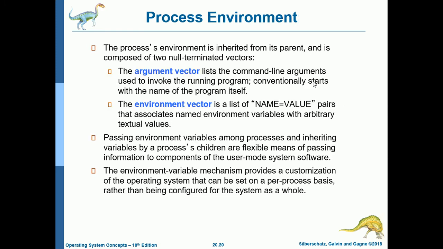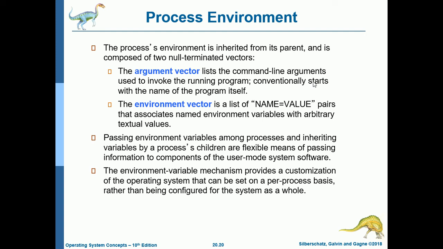Next we have the process environment. The process's environment is inherited from its parent, and it is composed of two null-terminated vectors. The first, the argument vector, lists the command line arguments used to invoke the running program, and conventionally starts with the name of the program itself. The other vector is the environment vector. It is a list of name=value pairs that associates named environment variables with arbitrary textual values.